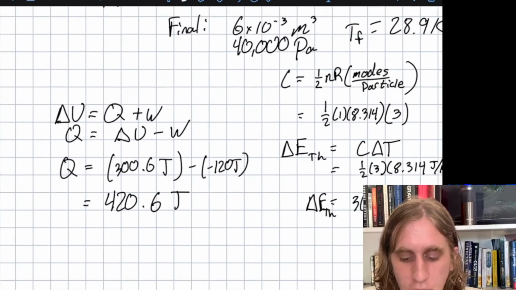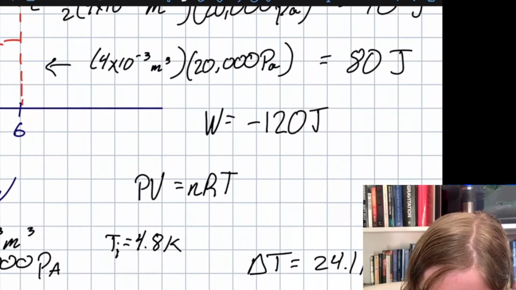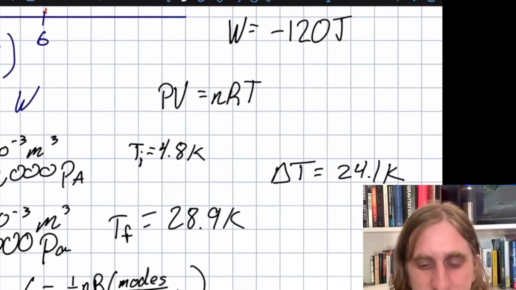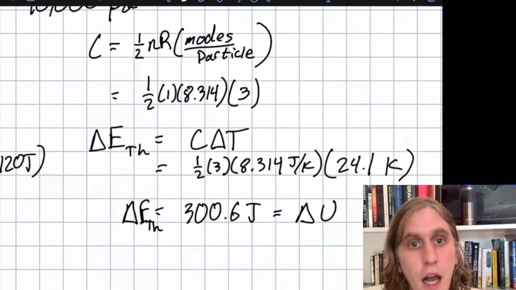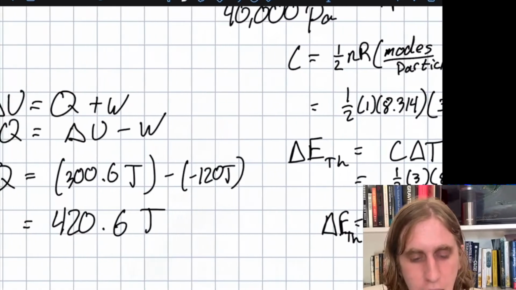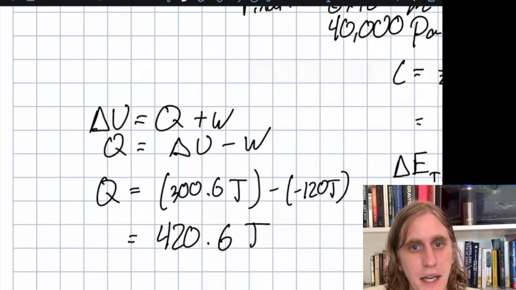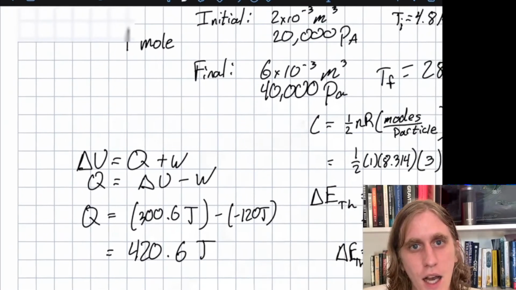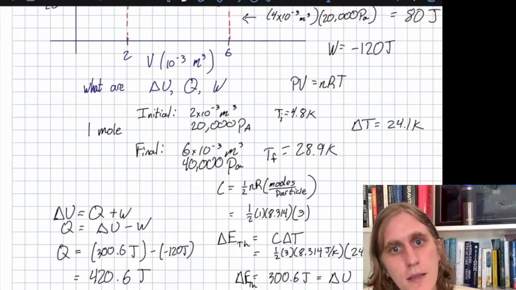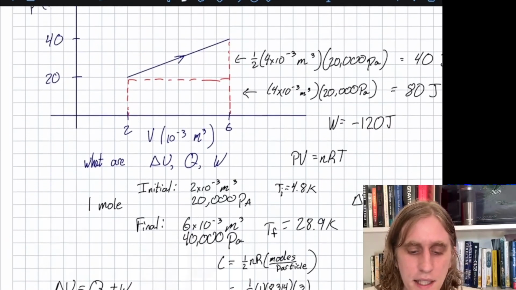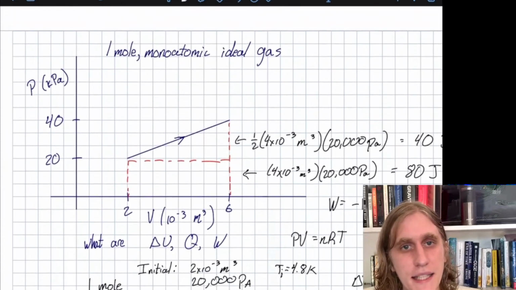And so, to summarize, as our gas expands, it does negative 120 joules of work. It changes its temperature by 24 degrees, which means that its total change in thermal energy is 300.6 joules. And during the process, it takes in 420.6 joules of heat from its surroundings. Now, you're going to get lots of practice with these kinds of things, both in DL and in practice problems. But again, the key thing to take away is that a pressure volume diagram actually gives us a ton of information about what the gas is doing.